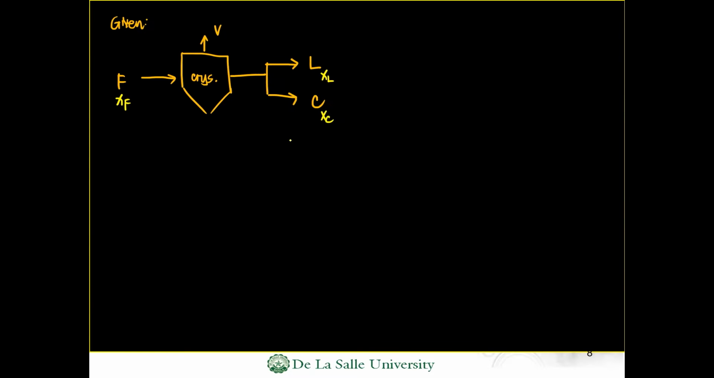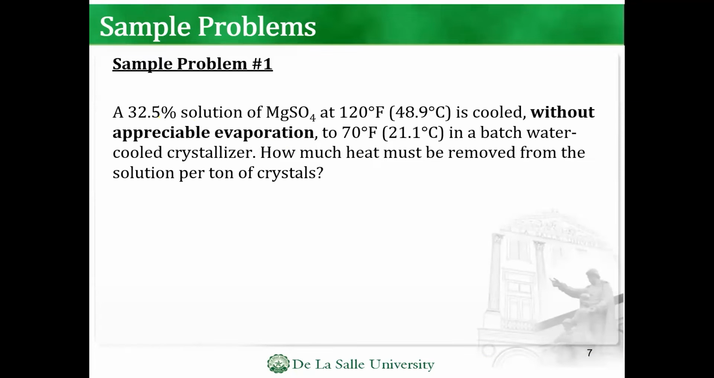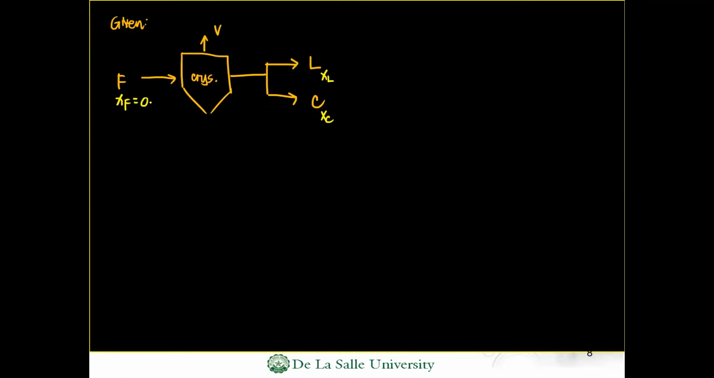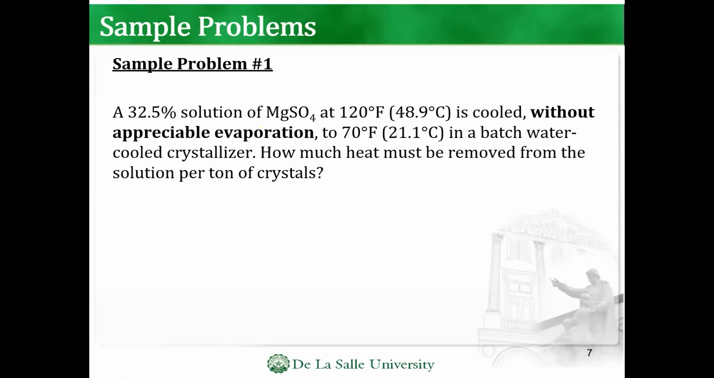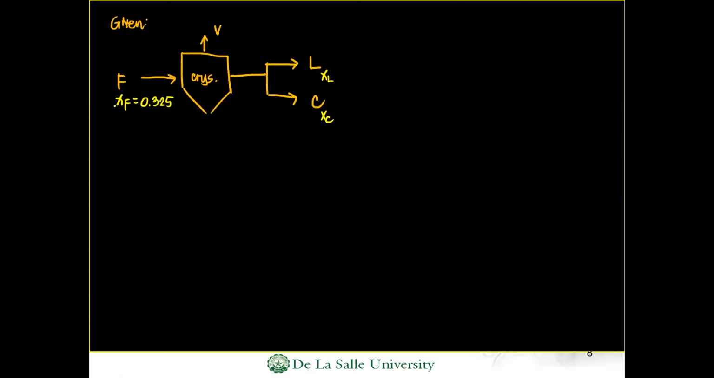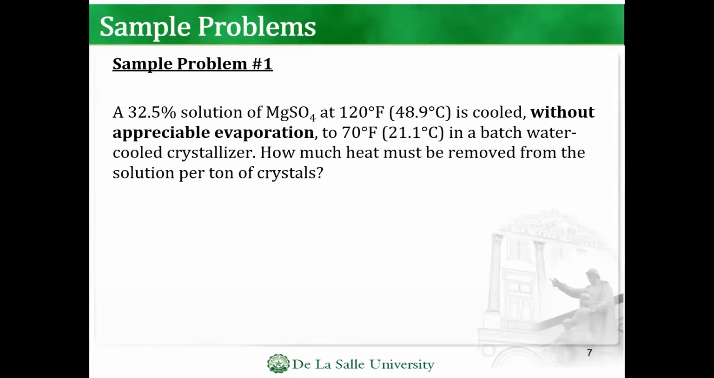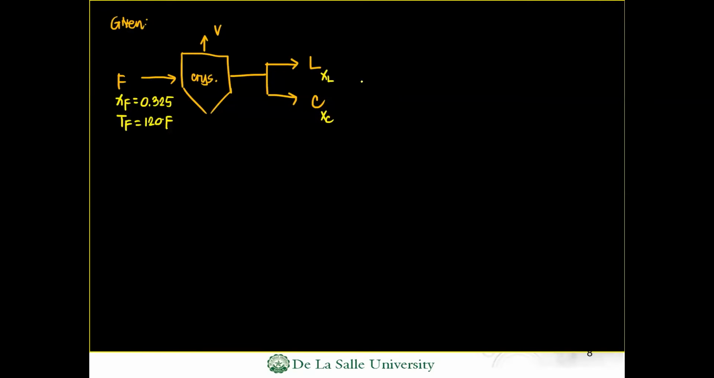So what else is given in here? 32.5 solution, so here this is 0.325. At what temperature? 120. So the temperature of the feed is 120 Fahrenheit. What else do we know? Without appreciable evaporation to 70 degrees Fahrenheit. So that means here, TL, which is the same as TC, is 70 degrees Fahrenheit.